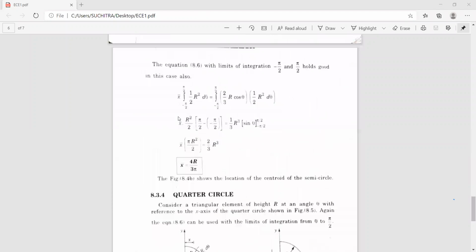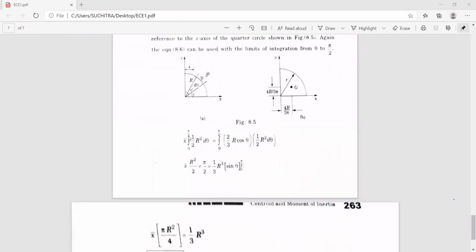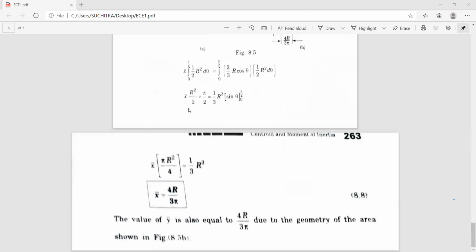Now here, x bar is equal to the integral of 0 to pi by 2 into dA, which is half r square d theta. So on the right hand side, it is the integral of 0 to pi by 2, 2/3 r cos theta. This is the value of x multiplied by dA, and dA is half r square d theta. So now if you apply the limits of integration, you can take r square by 2 outside. Here only d theta remains, so you have pi by 2. Correct? 0 to pi by 2 is the limits of integration. So it is pi by 2.